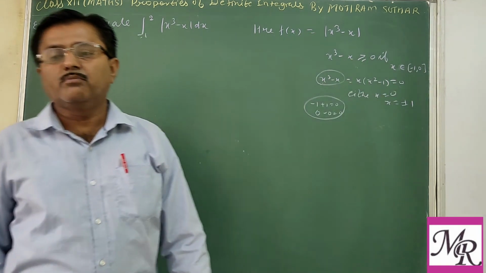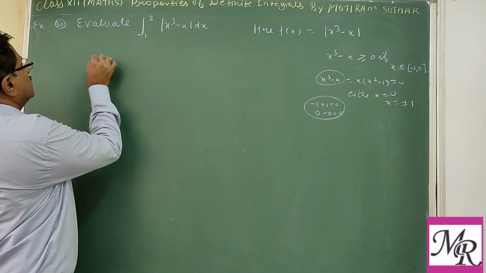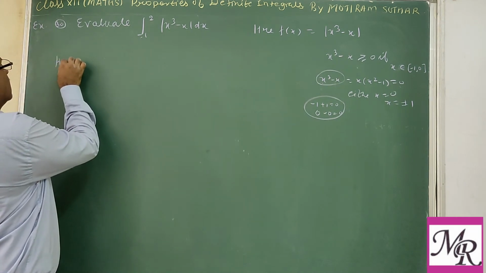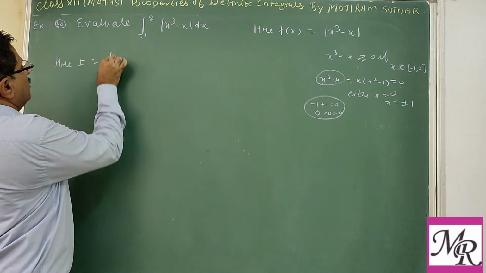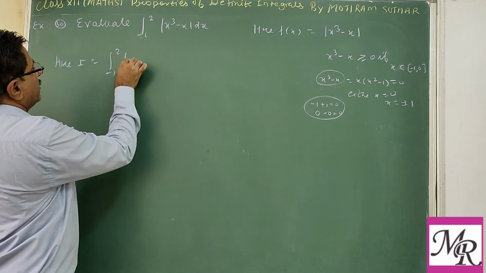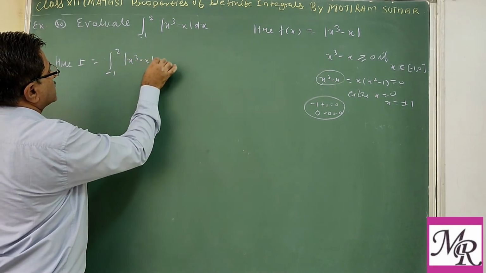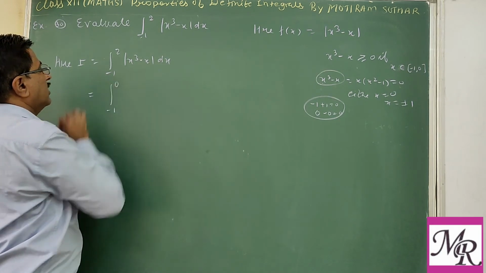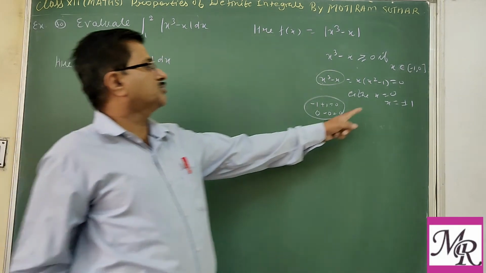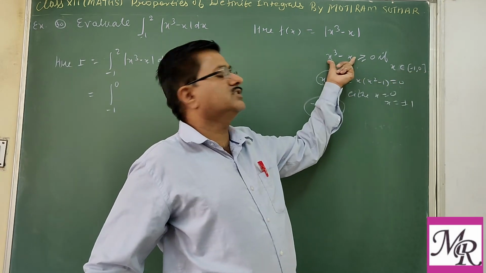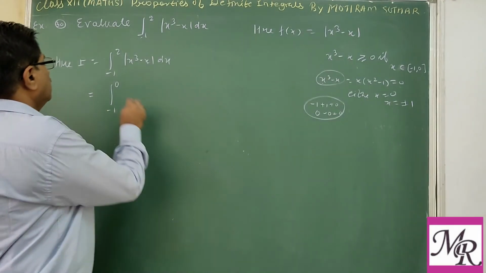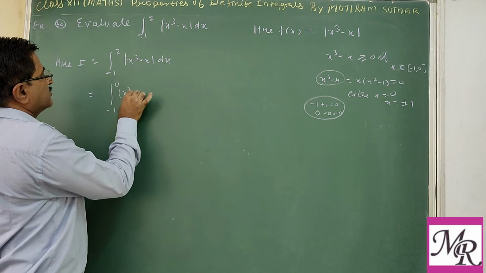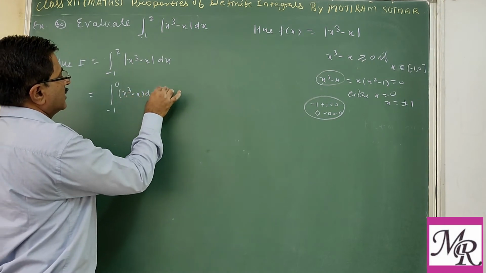So you can say I equals the integral from minus 1 to 2 of mod of x power 3 minus x dx, which can be broken into the limit minus 1 to 0. For the first interval, minus 1 to 0, this is positive. So we can remove the modulus and directly write x power 3 minus x dx.